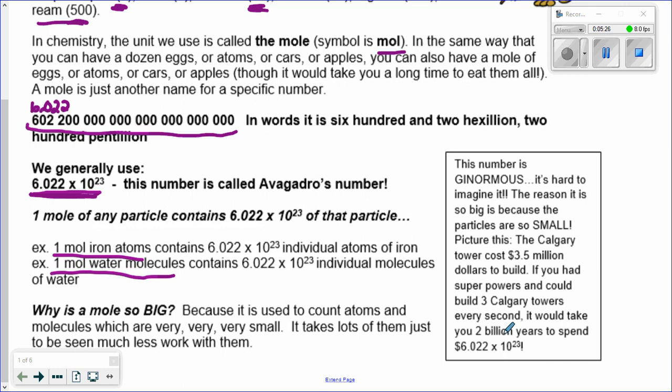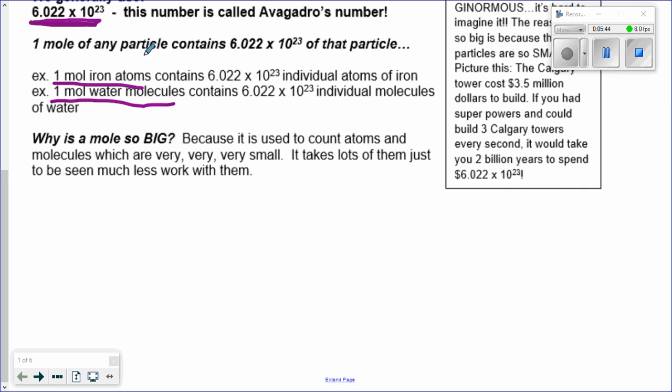That's insane. Again, still not a good visual, but it's a really big number because particles and atoms are so very small. So it just takes a lot of them to be seen, much less work with them. You can look through the history of Avogadro for why this exact number is used, but that's what we called it, and that's the scientific community's decision on what 1 mole of a substance would be.